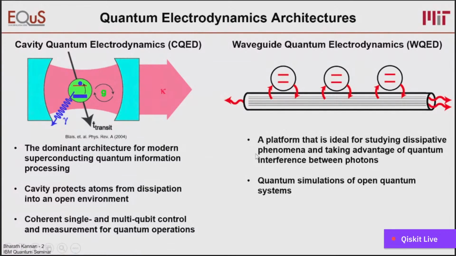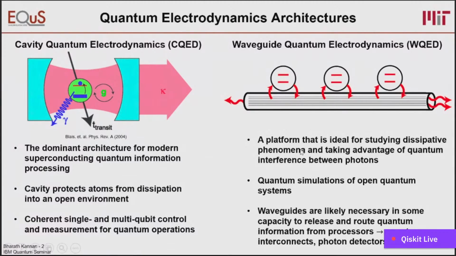And additionally, this kind of architecture is potentially interesting for performing quantum simulations of purely open quantum systems, but maybe more so on the quantum information side of things. Waveguides are likely necessary in some capacity in order to route quantum information between quantum processors or nodes in a quantum network. And so we can think about using this kind of architecture, where your qubits are directly coupled to this open environment, in order to implement some kind of quantum interconnect.